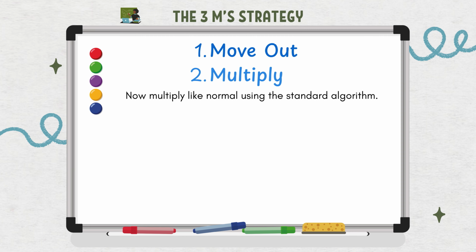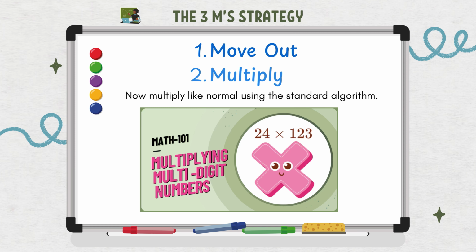Step 2, multiply. This means you're going to multiply like normal using the standard algorithm. And the standard algorithm means the same way that you learned how to multiply in the 4th or 5th grade. In this step, we're pretending the decimals are not there. Once again, if you need help with multiplying multi-digit numbers without decimals, go back and watch our Math 101 lesson first and then come back to this lesson.